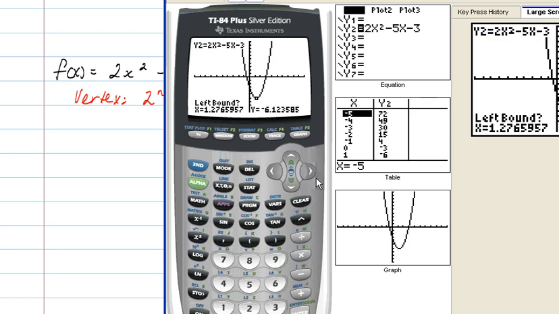So that's about where the vertex is, but we don't take those two numbers because that's not accurate. The calculator is asking for a left bound, so we need to tell it the left side of that minimum, so we scoot the cursor to the left. Now it's asking for a right bound, so we need to pass it up and be on the right hand side, telling the calculator where to look. And when it says guess, you just press enter and it'll give it to you.